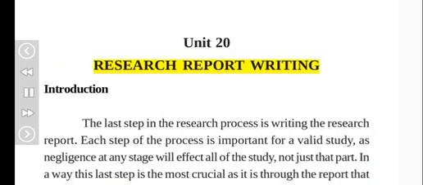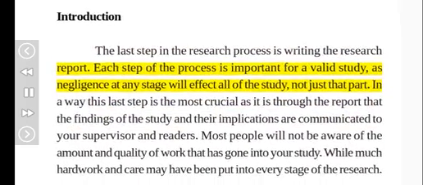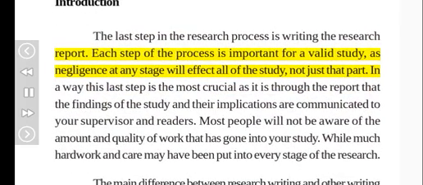Unit 20. Research report writing. Introduction. The last step in the research process is writing the research report. Each step of the process is important for a valid study, as negligence at any stage will affect all of the study, not just that part.